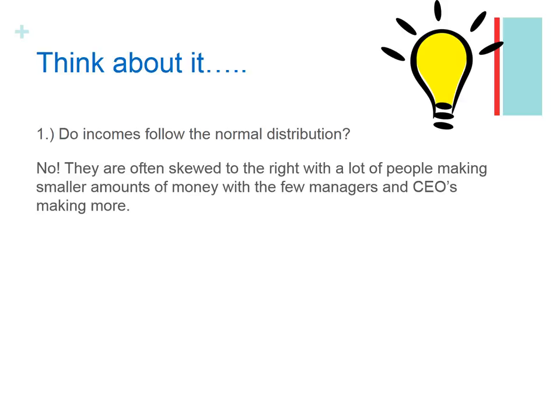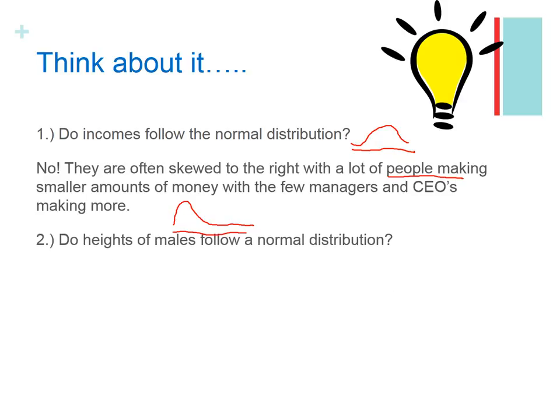Let's take a couple examples. Do incomes follow the normal distribution? We're going to be using inference procedures based on the normal distribution, so this section in this chapter is really important for your basis for the rest of the year. When we're asking whether incomes follow the normal distribution, you want to think about drawing that normal curve and say, if I were to come up with all of the incomes, would they form a nice normal curve? No, they're often skewed to the right, with a lot of people making smaller amounts of money and few managers and CEOs making more. Most of your employees are going to make this much money, and then you have a few in the tails that are making more than everybody else.